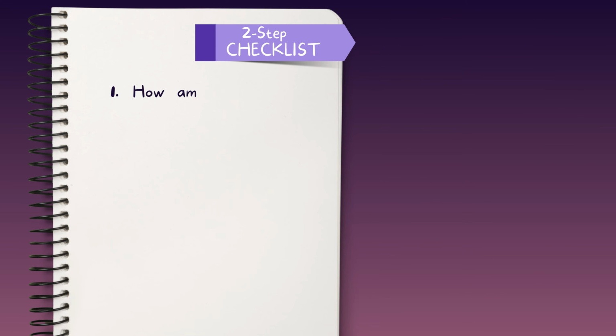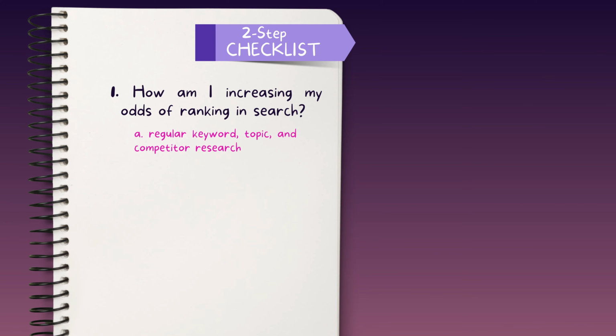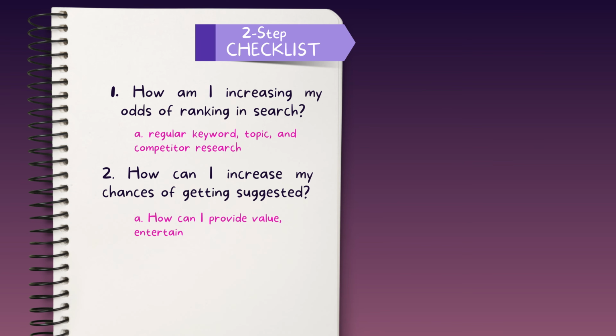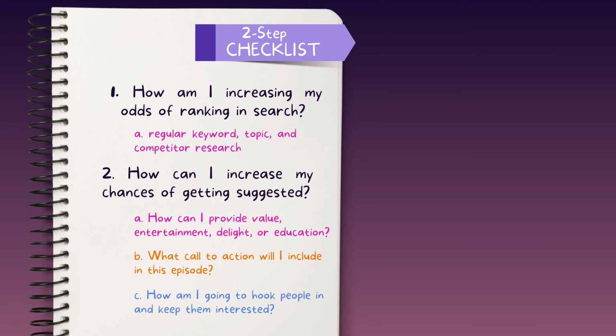Moving forward, you can now include the following 2-step checklist into your regular podcast production and workflow. Number 1, how am I increasing my odds of ranking in search? This can involve regular keyword, topic, and competitor research using YouTube channel growth tools like Tubebuddy. Number 2, how can I increase my chances of getting suggested? A, how can I provide value, entertainment, delight, or education? B, what call to action will I include in this episode? C, how am I going to hook people and keep them interested? Start using this simple 2-step checklist before you press record, and I promise you will start to see unimaginable results.